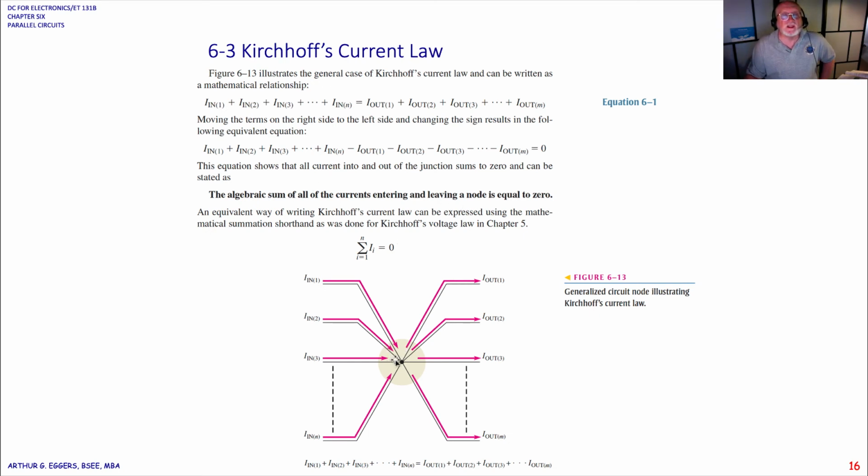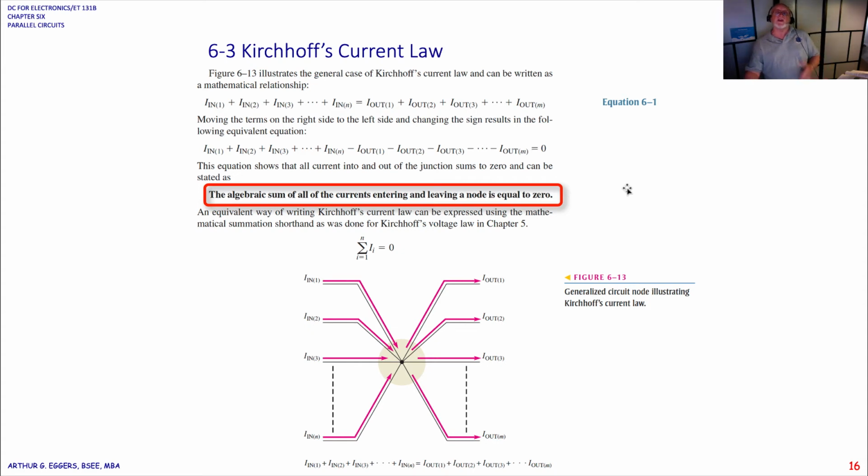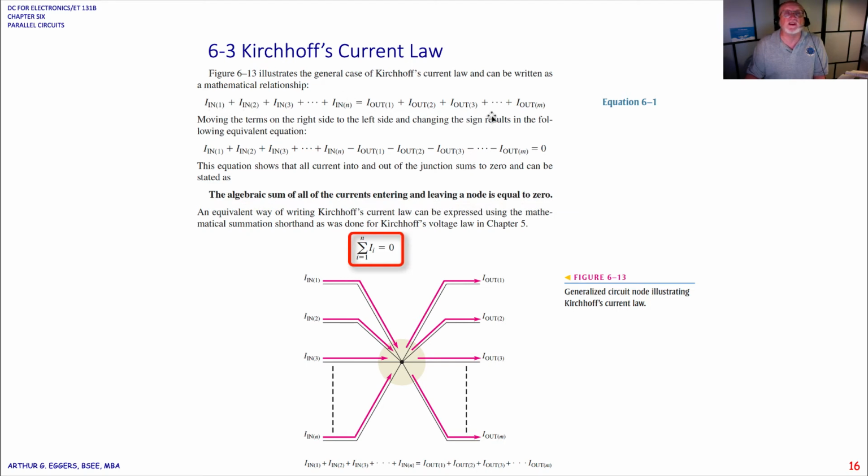We can see here in this illustration many currents coming in and many currents coming out of a node. The algebraic sum of all of the currents entering and leaving a node must equal 0. So you can see it kind of matches that of the voltage law. We can look at these long, stretched out examples of all of the current in, all of the current out. And again, like we did with Kirchhoff's voltage law, we can simplify it by using the summation and saying that all of the currents from 1 to n have to equal 0. So this generalized circuit node illustrates Kirchhoff's current law.